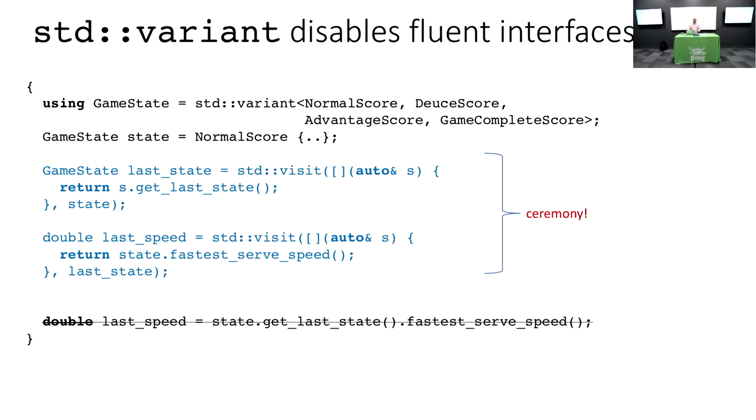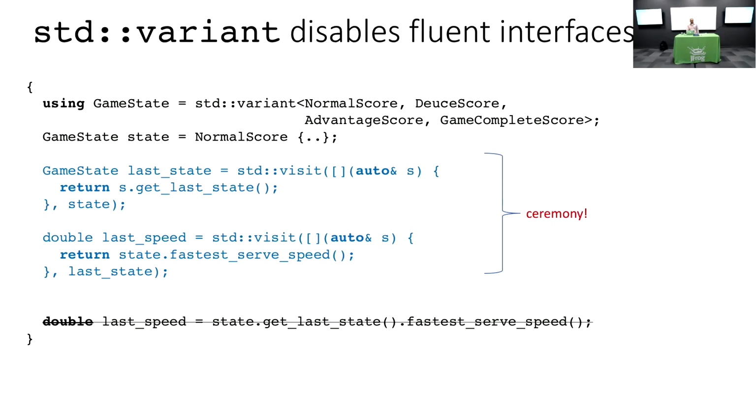Okay, so moving on, std::variant also disables fluent interfaces. So I really have come to like this style of writing functions. The state.get_last_state, get_fastest_serve_speed at the bottom there. You just chain these functions one after another, and you can just read this code as text. But you cannot really do that with variant. There is a lot of ceremony. You have to pass in multiple std::visit, multiple lambdas, and it becomes not easy to read. So this is something I would watch out for before opting into std::variant.